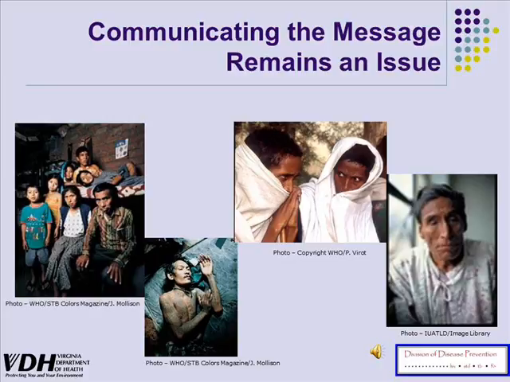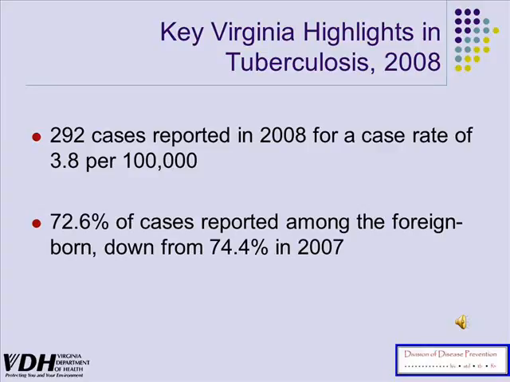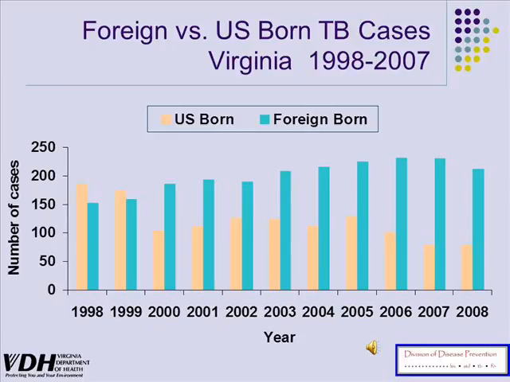And I'm going to first give you a little snapshot of what it's like in Virginia, and then we're going to go on to what has become part of our strategy in providing care and education to these populations. TB in Virginia, last year in 2008, we had 292 cases for a rate of 3.8 per 100,000. We were down a little bit in our percentage of foreign-born, but 72.6% of our cases last year were among the foreign-born, and you can see the year before we were almost at 75%.